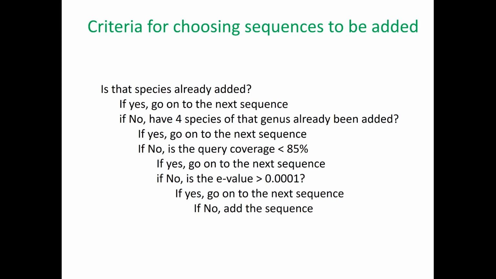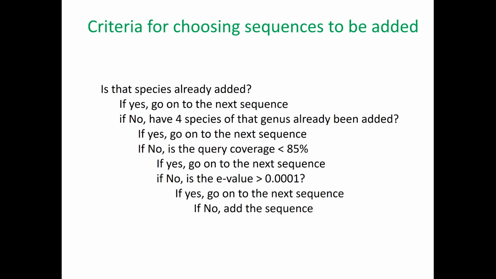In order to decide what sequence I'm going to add, in effect, I have a little algorithm for this. I look at a line and I ask, is that species already added? If the answer is yes, I go on to the next line. If it's no, then I ask, have 4 species of that genus already been added? If the answer is yes, I'm done with that genus and I go on to the next sequence. If the answer is no, then I have to ask, is the query coverage, remember that line there, less than 85%?